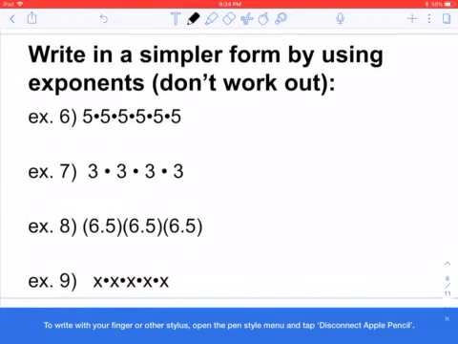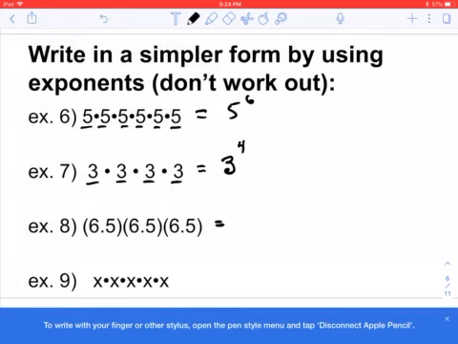Okay, so now we're going to try to use exponents to write these as simply as possible. We're not going to work them out. So I see 5 is being used as a factor once, twice, 3, 4, 5, 6 times. So this is 5 to the 6th power. On this one, I see 3 is being used as a factor 1, 2, 3, 4 times. So it's 3 to the 4th power.